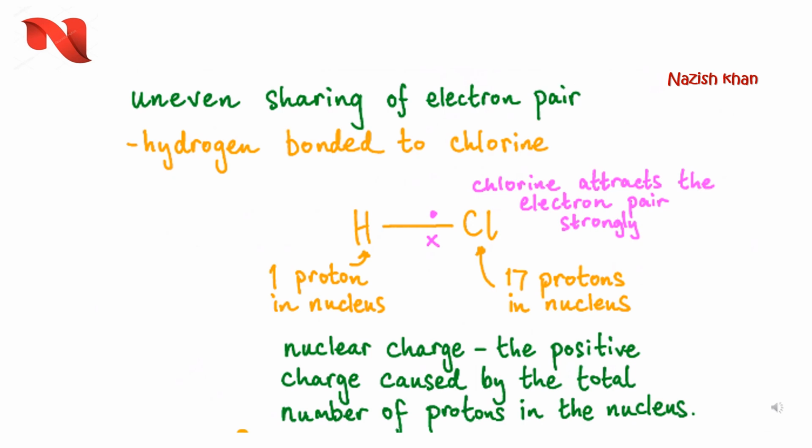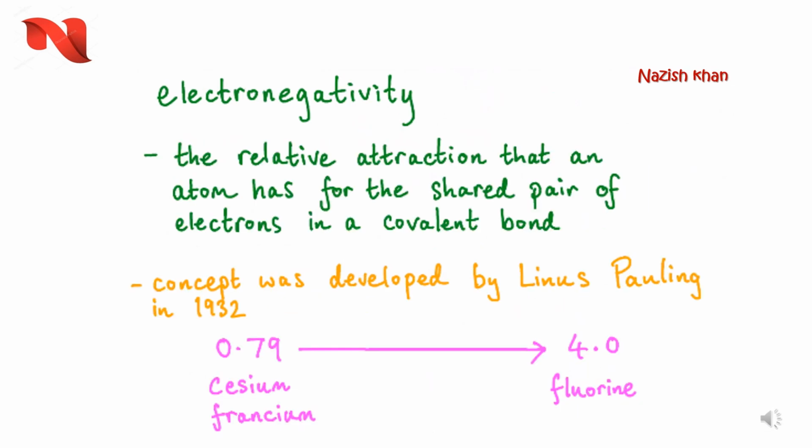This could occur if a hydrogen atom is covalently bonded to a chlorine atom. Chlorine has a much larger nucleus than hydrogen. Kids, chlorine has 17 protons or positive charges in its nucleus versus hydrogen's 1. The total amount of positive charge found in a nucleus is often referred to as the nuclear charge. Since the chlorine atom has a bigger nuclear charge than the hydrogen atom, the sharing of the electron pair in the covalent bond is not equal. The electron pair is attracted more strongly to the chlorine atom, students. The concept of how well electrons are shared in covalent bonds is called electronegativity.